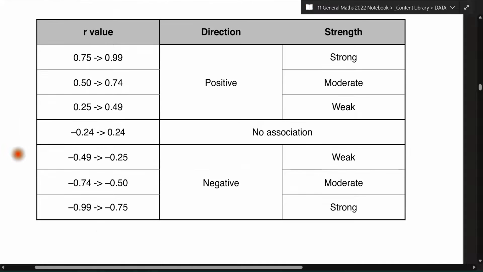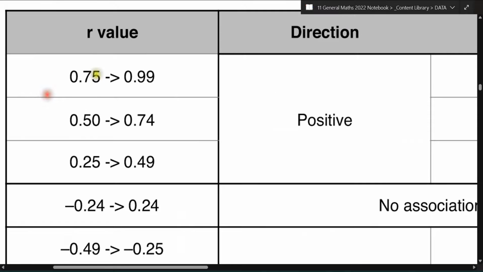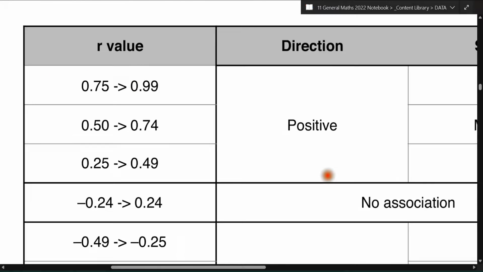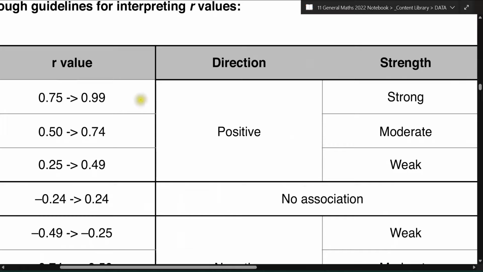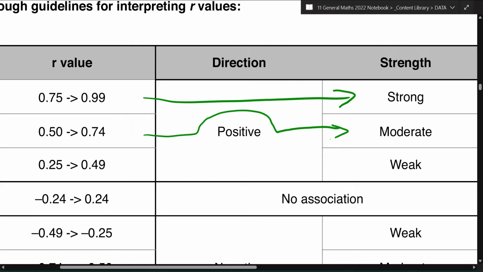One thing you can do is this is actually also in your textbook. Okay, you can actually refer to this as well. But if you have an R value that's between 0.75 and 0.99, that would be considered as strong in terms of the strength. If it's between 0.5 and 0.74, then it is moderate. Okay, if it's between 0.25 and 0.49, then it is going to be weak.